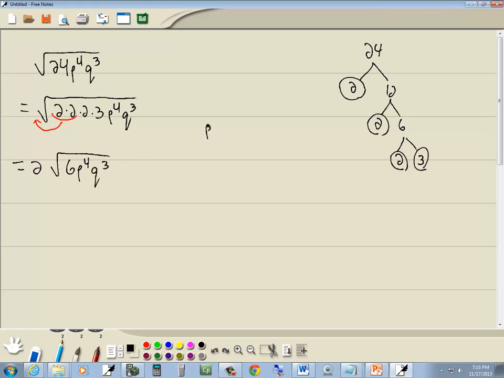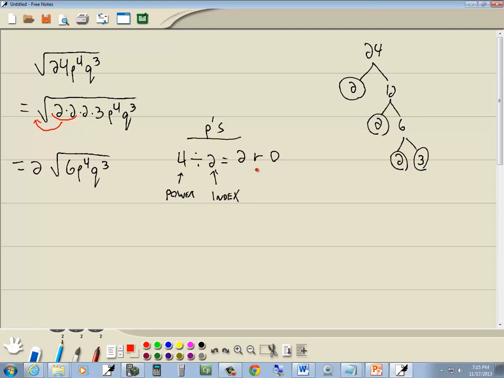Now we're going to figure out how many p's we need to have come out. So we're going to take 4 divided by 2, which gives us 2 with a remainder of 0. Now this is our power, that's whatever power is on the p. And this 2 is our index, whatever number is in the slot. And if there's no number, it's by default 2.